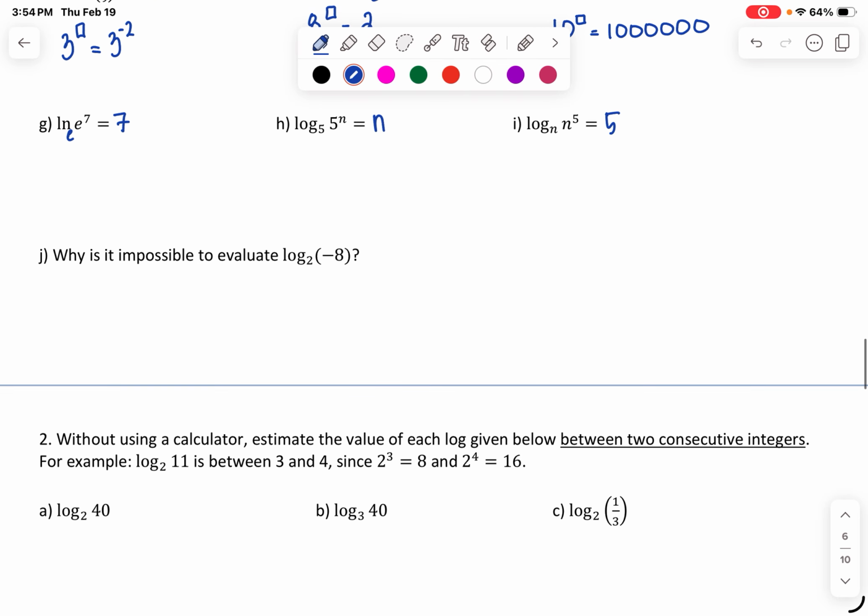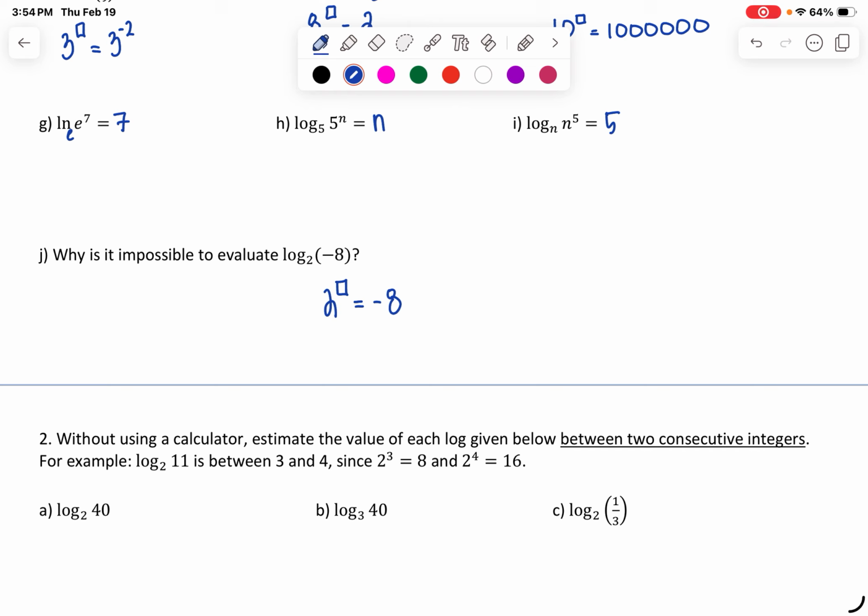Next, why is it impossible to evaluate log base 2 of -8? I almost said 2 to what power gives me -8, but it's the same thing. So 2 to what power gives me -8? Think about this. If I bring 2 to a positive power, the number gets bigger, so it's not going to be negative. If I bring 2 to a negative number, it's going to turn into a fraction. Like 2 to the negative first is a half. 2 to the negative 1,000,000th is a fraction. It's not a negative number. You're never going to get a negative number. So this is not possible to evaluate.